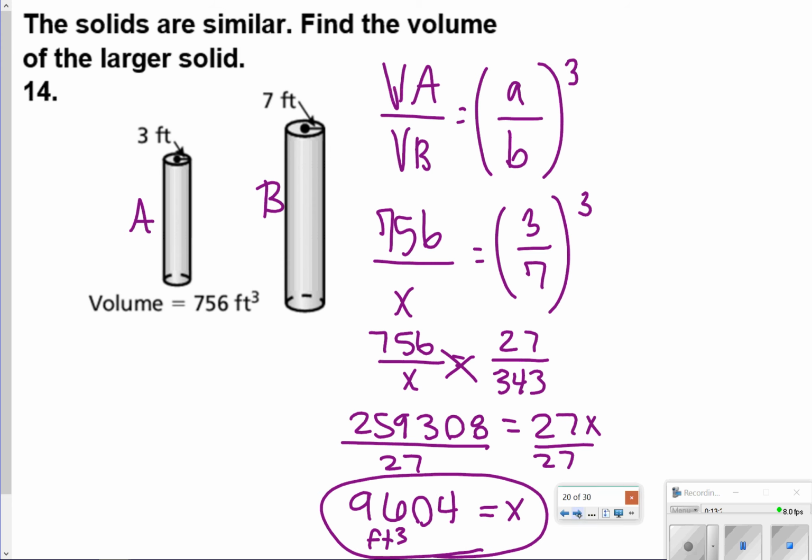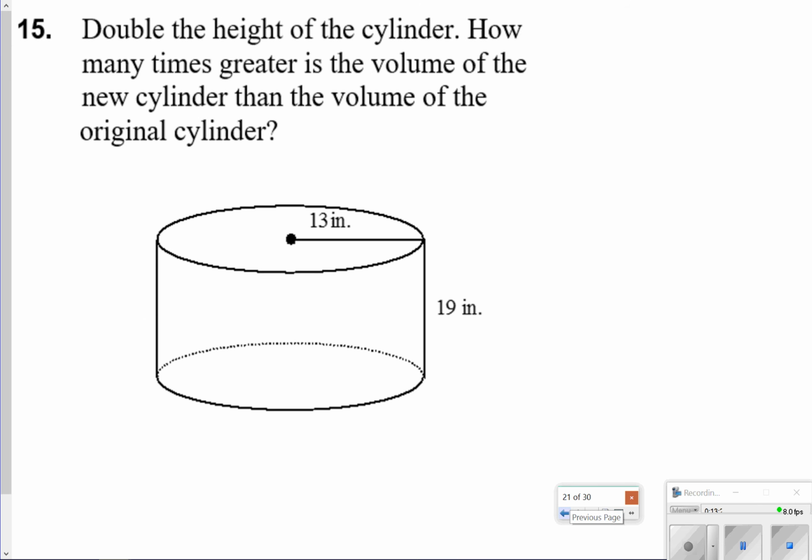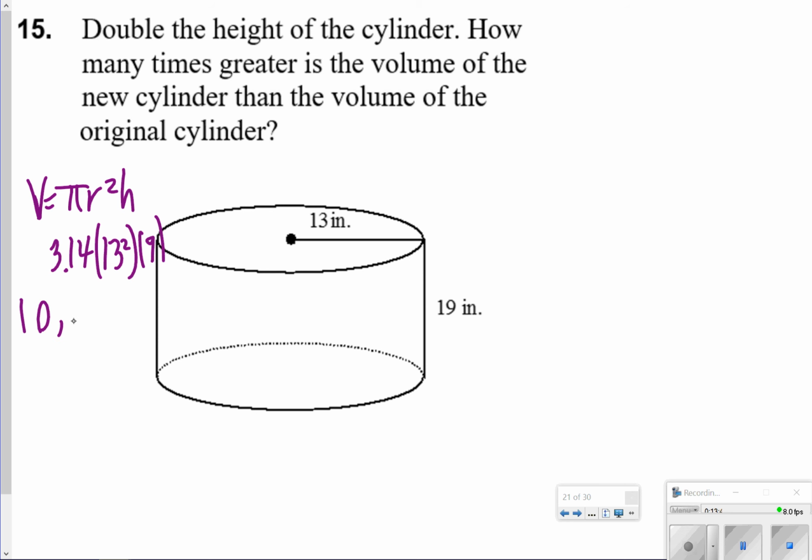Okay. Number 15 asks you to double the height of the cylinder, just the height, not the radius, and then figure out how many times greater it is. So first off, what I did is find the volume of just my normal cylinder. So that's pi times 13 squared times 19. Okay, I'm going to get 10,082.54.